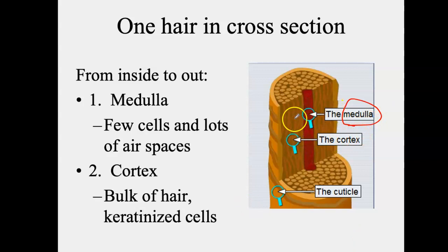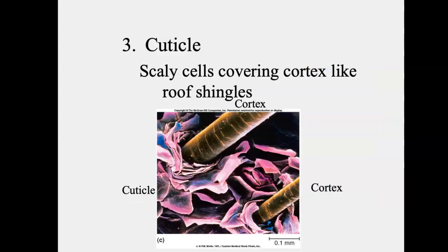And then everything that's not the medulla from here to here is going to be the cortex, right? So medulla, cortex, the bulk of the hair, that's where all those keratinized cells are. And then the cuticle is this very outer layer here on the outside. It's sort of scaly. It covers the cortex like roof shingles. It's sort of interesting. See these little layers like this? And that's what makes you look like you have split ends, because this cuticle is breaking away from the hair.